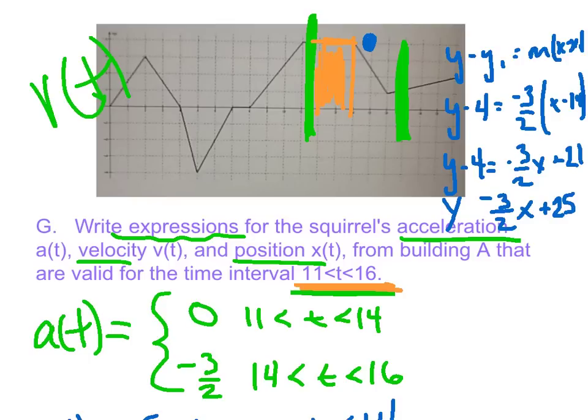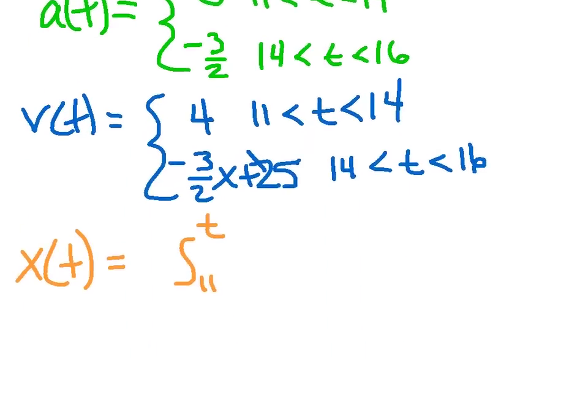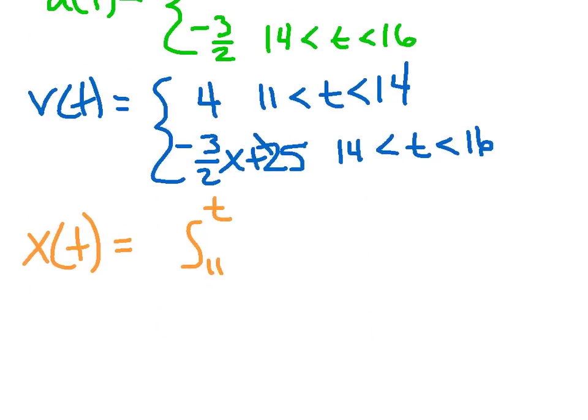Now, what I have to consider when I'm talking about my position is how much area I already have. So remember, this area and this area cancel each other out, but you already have 6 to begin with. So I'm going to say that my position is the integral from 11 to t of 4 dt, plus the 6 I already began with. That's my initial condition. And that will get me the position at any time t that I need. And I do want to make a note that my t values are going to be between 11 and 14.